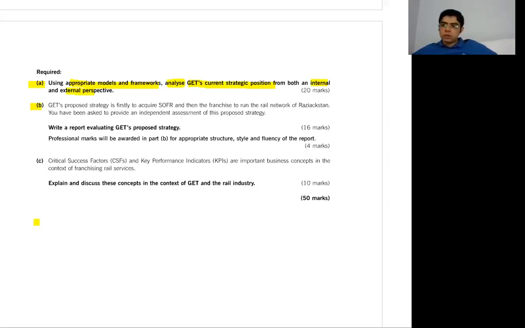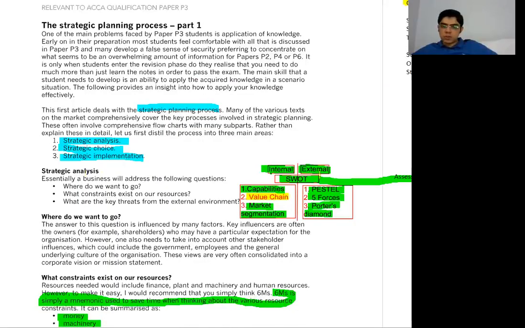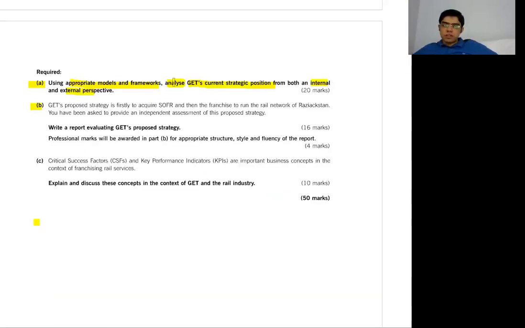To quickly take you to the lecture where we discussed this, remember strategic analysis, strategic position, and we talked about SWOT, which has both an internal perspective to it as well as an external perspective to it. So both the perspectives are considered when we're analyzing an entity's strategic position. So the question asks you to use appropriate models and frameworks to evaluate the company's strategic position. That is its strengths, weaknesses, opportunities, and threats.